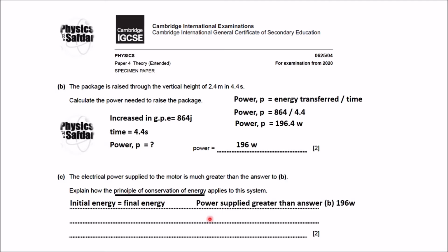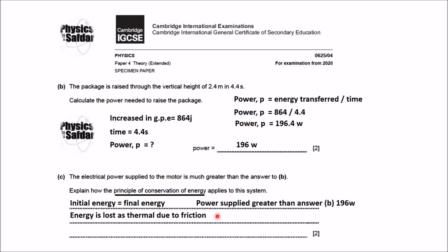But in this case, the power supplied is greater than the answer in part B. Now, what does it mean? That means there is some loss of energy. What kind of loss of energy in this case? Because of the system friction, some energy is lost as thermal energy. So energy is lost as thermal energy due to the friction.